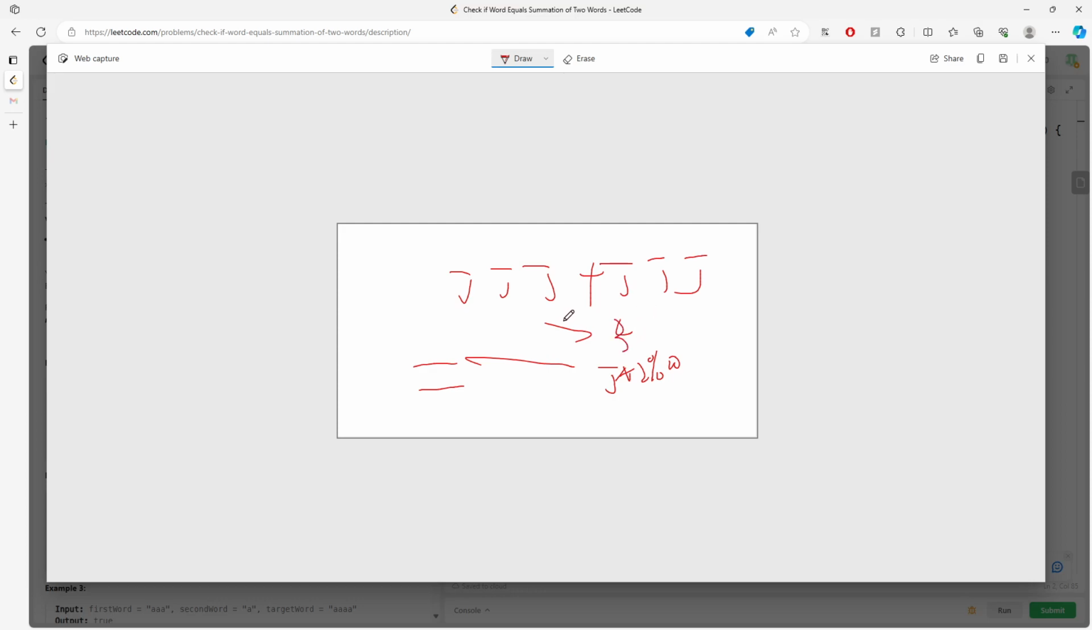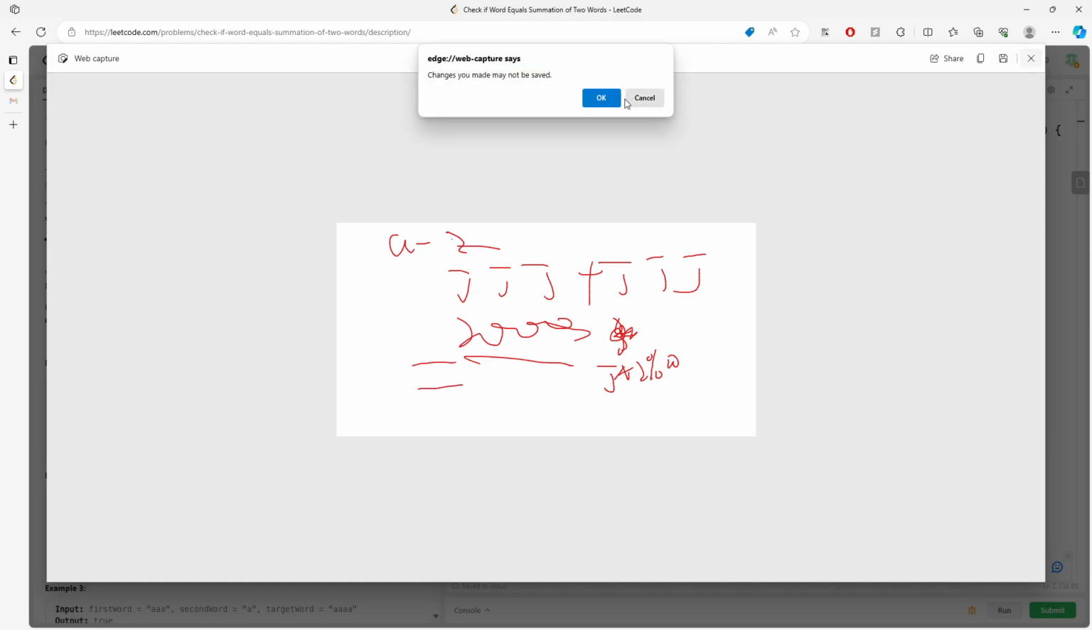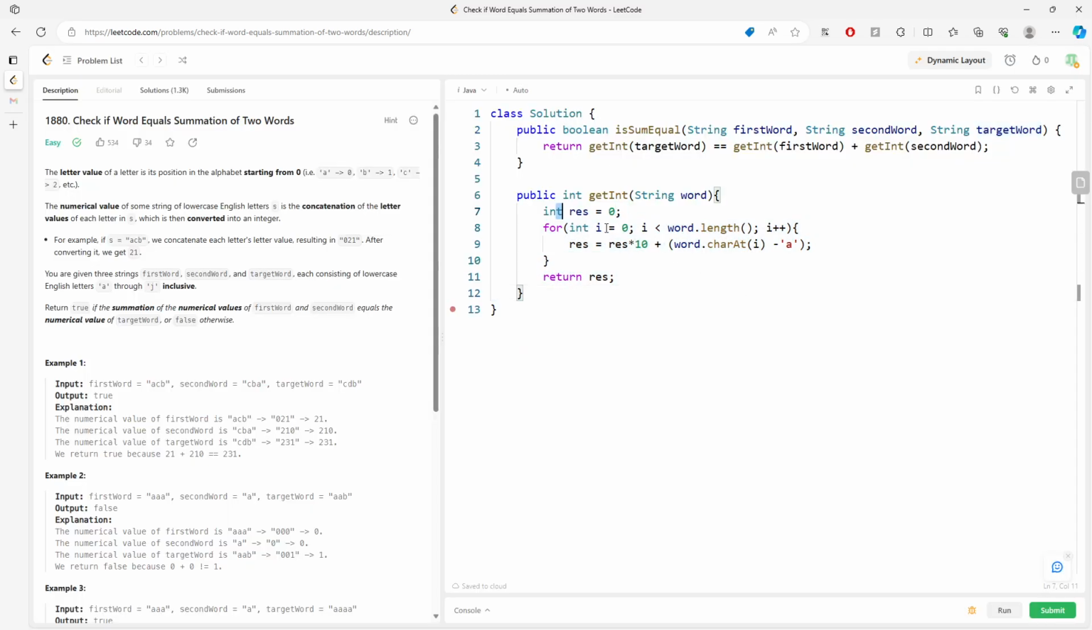A, B, C, D, E, F, G, H, I, J. Oh, J is 9, so J, J, J is 999, and 999 plus 999 is 1998. Oh, so the digits are going to be roughly the same. But what happens if the constraint does not only contain A to J, but probably A to Z? You will have to find out the worst case.